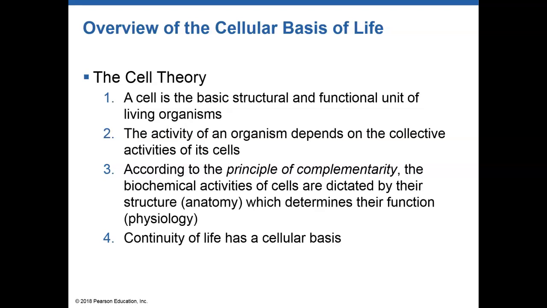The theory basically states that all living things are composed of cells. A cell is the basic unit of life. Cells arise from pre-existing cells, so they do not come from non-living materials. Energy flow occurs within cells. Heredity information is passed from cell to cell, and all cells have the basic chemical composition.